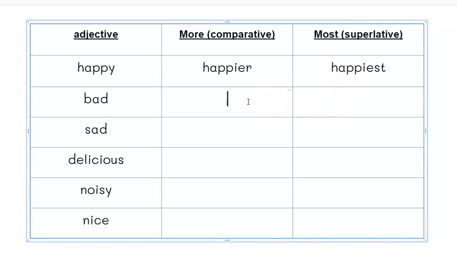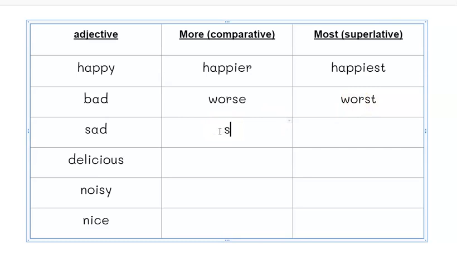Now, some words don't follow a pattern like adding ER or adding EST. They change words completely. Mark did something bad. He did not follow directions. But Billy did something that was worse. However, Sally came along and did the worst thing of all, not giving Miss I more donuts. So it doesn't become badder and baddest, it becomes worse than or the worst of all.